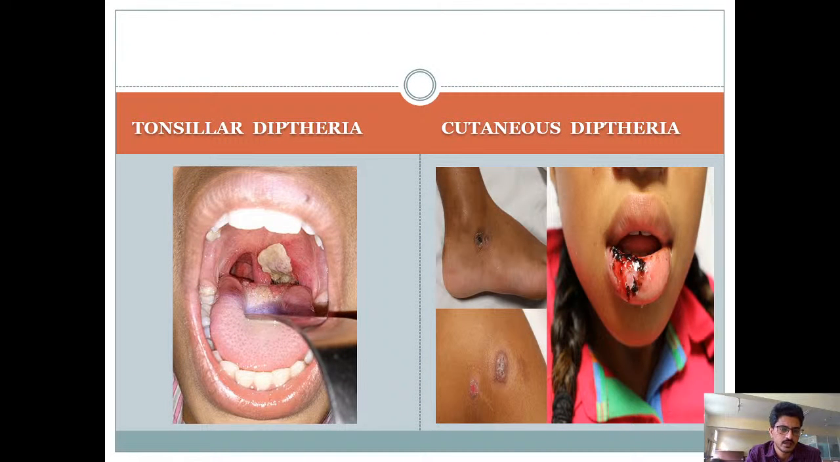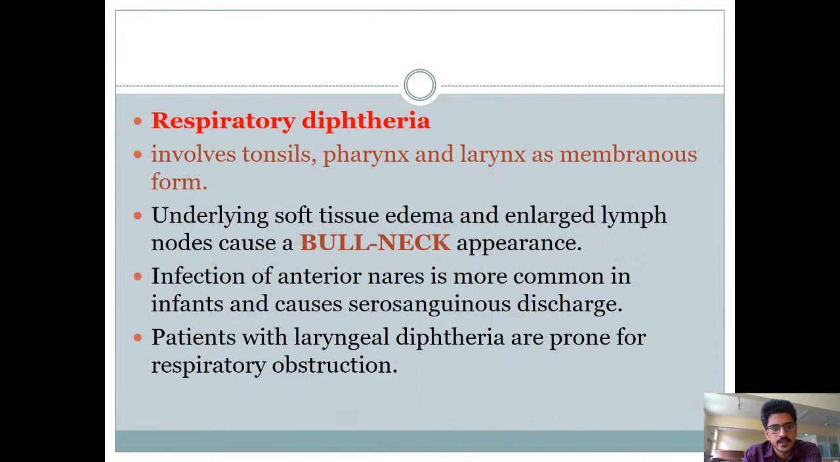Tonsillar diphtheria, where the pseudomembrane formation is over the tonsil and in the pharynx, which can extend to the larynx also. Cutaneous diphtheria is a skin infection where necrosis has been formed because of the toxin. Respiratory diphtheria involves tonsils, pharynx, and larynx as the membrane forms. The underlying soft tissue edema and the enlarged lymph nodes cause the bull neck appearance. Infection of the anterior nares is common in infants and causes serosanguinous discharge. Patients with laryngeal diphtheria are prone to respiratory obstruction.